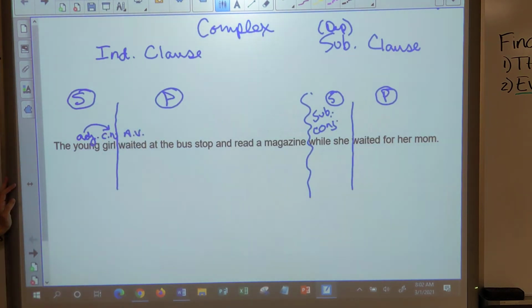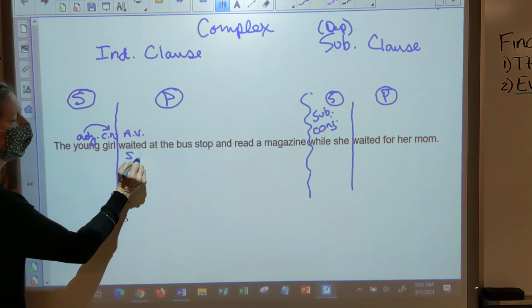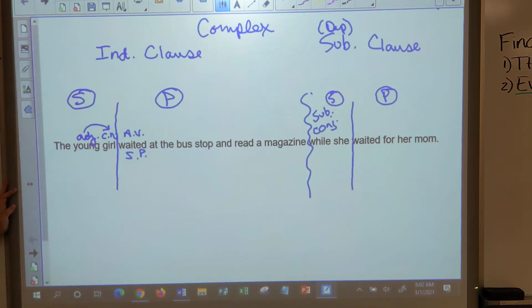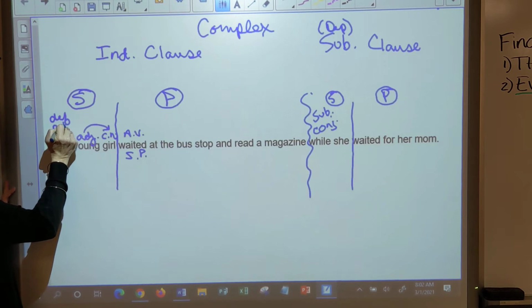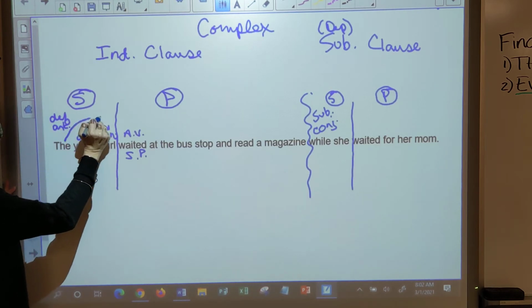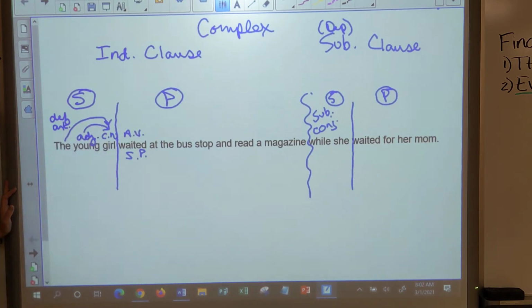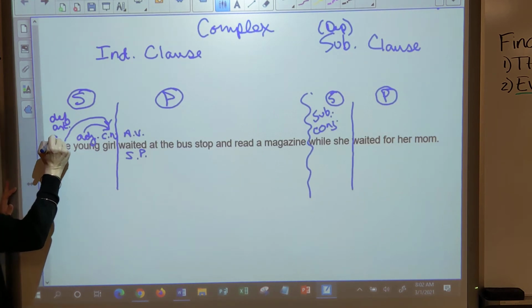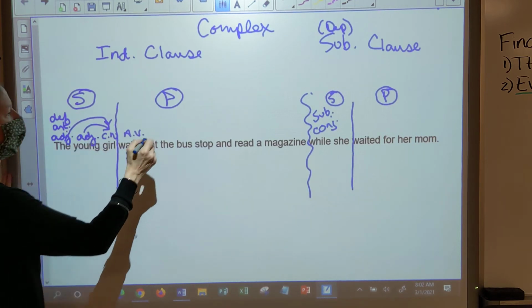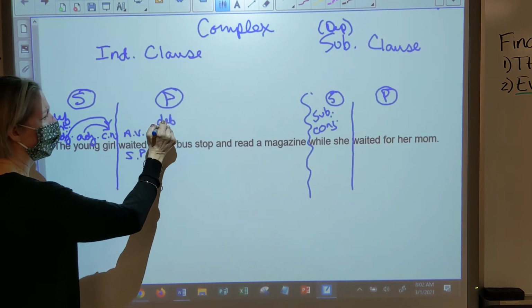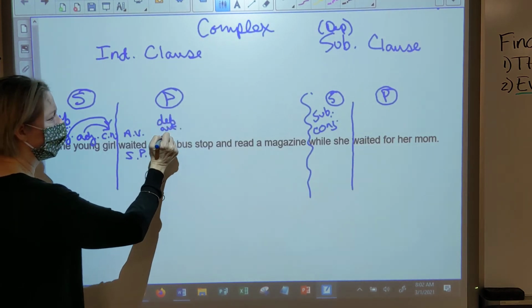Emery. Waited is the simple predicate. Drew. The is the definite article. Describing what? It's describing girl. And articles are also what, Drew? Adjectives. Very good. Do we have any more of those, Drew? Can we just get rid of them? There's another the after at. Okay, so we have another definite article, which is also an adjective.